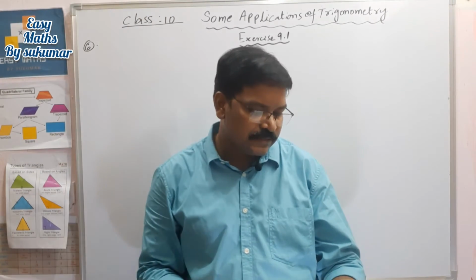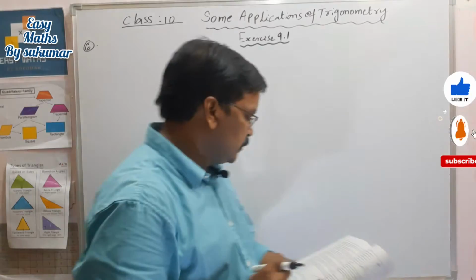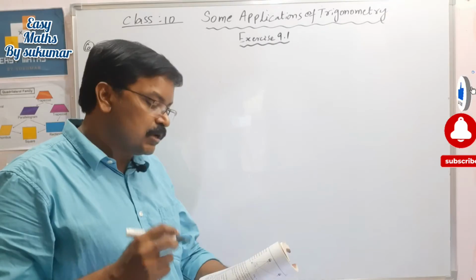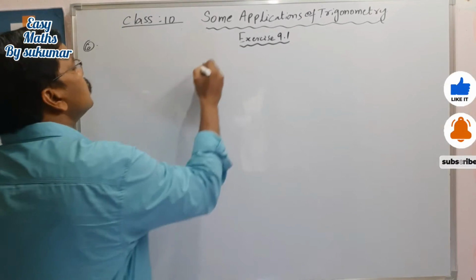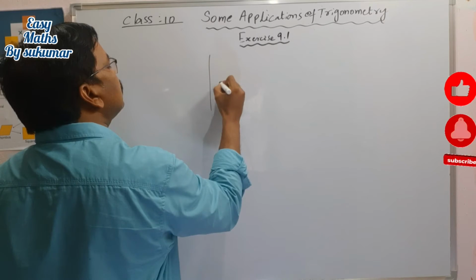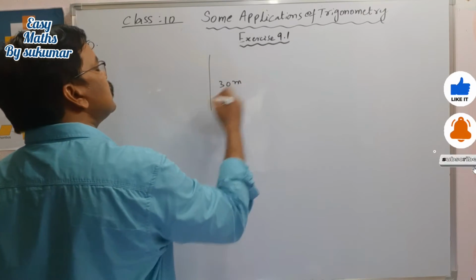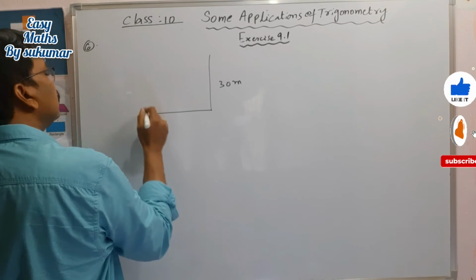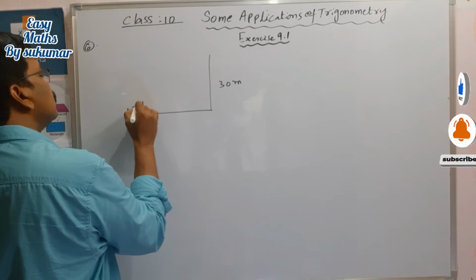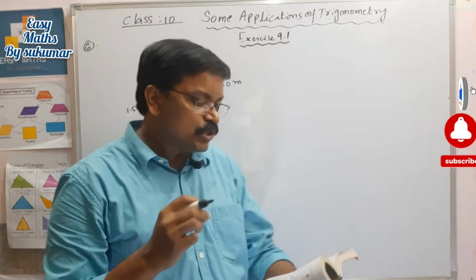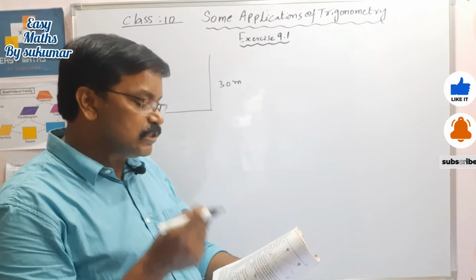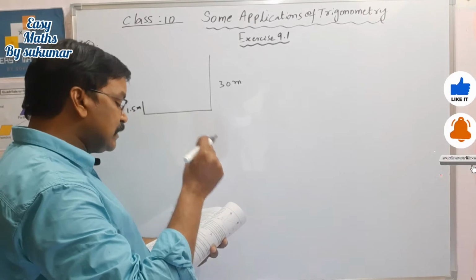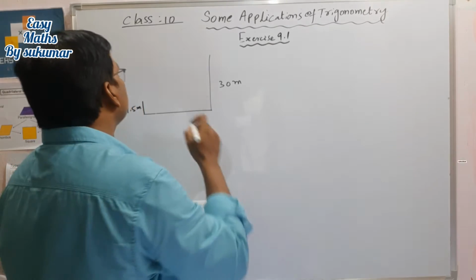Welcome back to my class. Sixth question in the exercise 9.1. A 1.5 meter tall boy is standing at some distance from a 30 meters tall building. So first we will draw a building which is 30 meters and a 1.5 meter tall boy standing at some distance from it. The angle of elevation from his eyes to the top of the building increases from 30 degrees to 60 degrees.